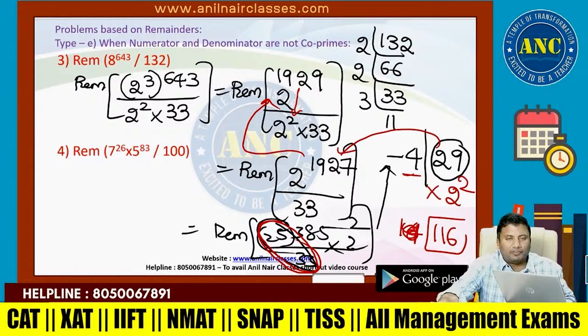I want for 2 power 1929 into 4. 29 into 4. Answer for this question is 116. I hope it is clear. 2 times I have explained.